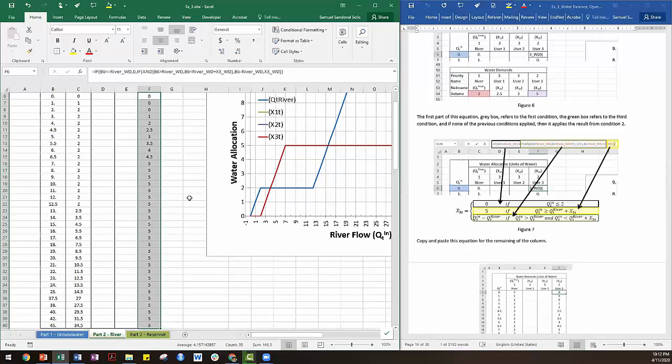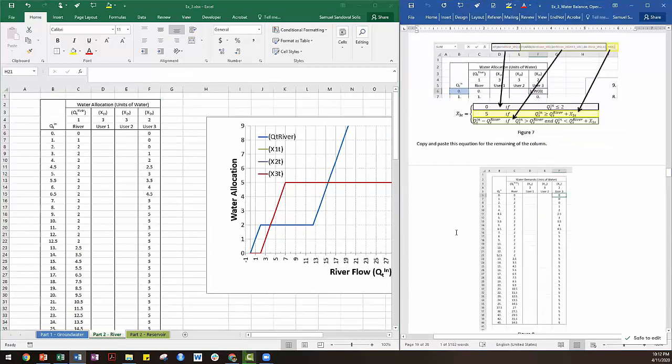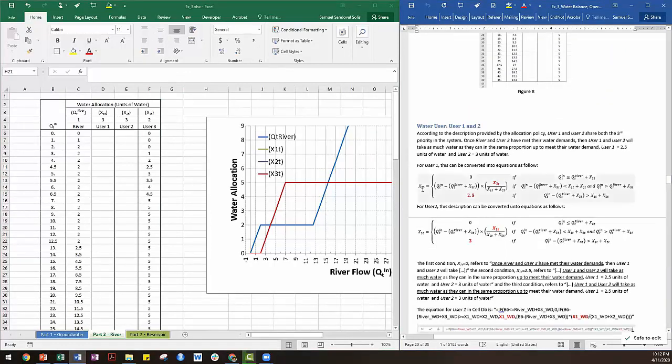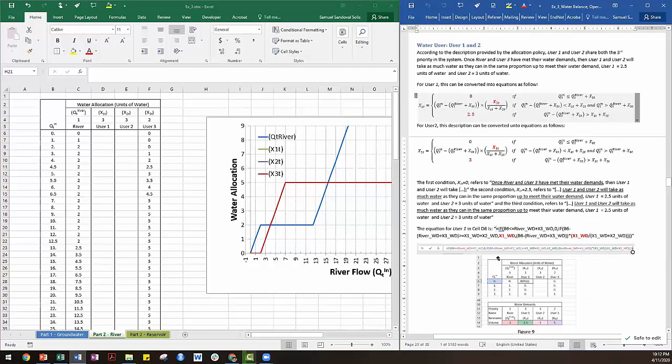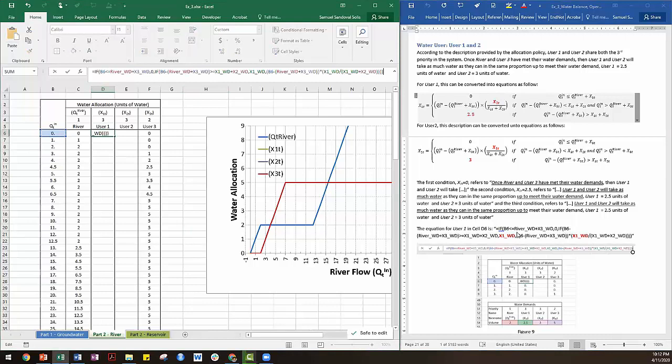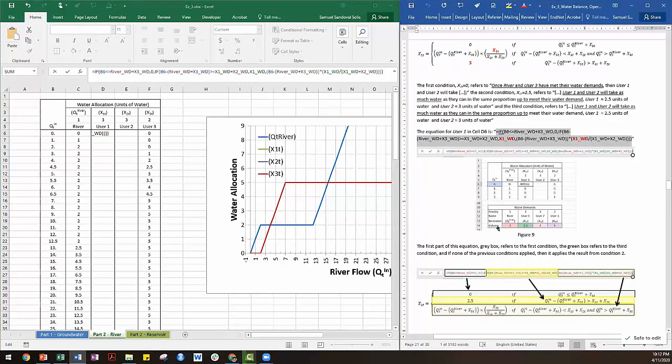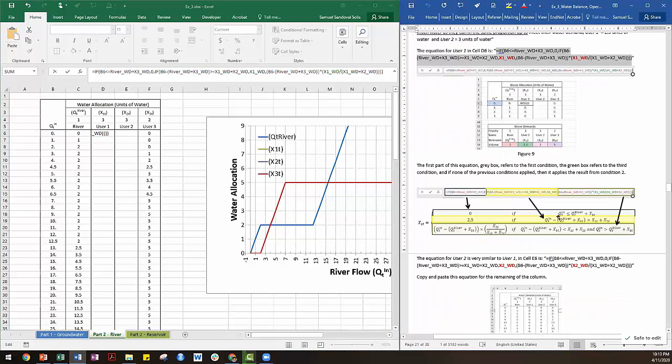Now let's take a look at user number 1. Basically, this first portion says that if the available storage is less than 7, so if the available storage is less than the river plus the value of water demand number 3, then it will be 0. That's what is going on here.